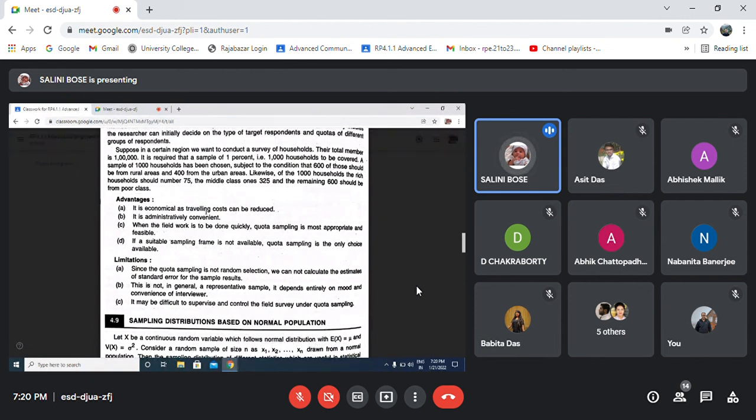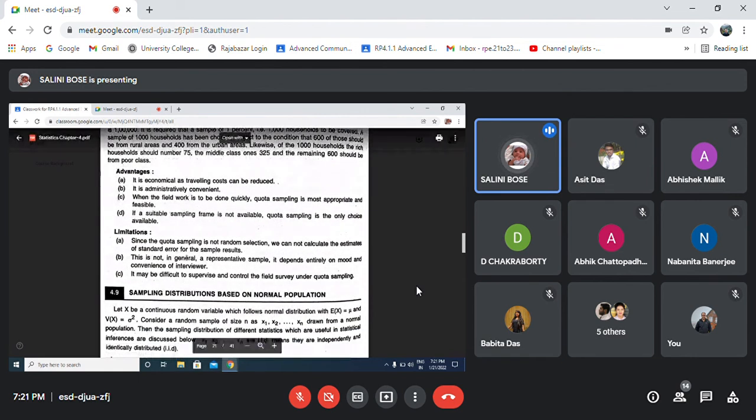Just see, it is economical as traveling cost can be reduced, because instead of the total population you are doing your coverage with a smaller population. So this reduces the cost. Then administrative convenience, obviously. Then when the field work is to be done quickly, quota sampling is most appropriate and feasible. And if a suitable sampling frame is not available, quota sampling is the only choice available. Okay?